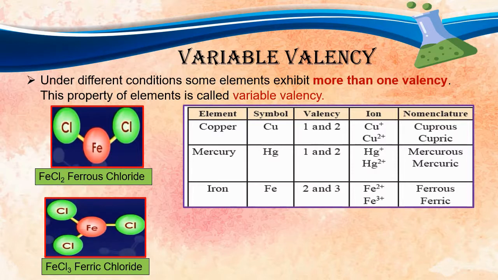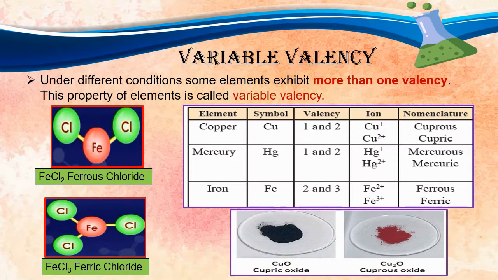Copper exhibits the variable valencies 1 and 2. Therefore, copper forms two compounds with oxygen, Cu2O, that is cuprous oxide, and CuO, that is cupric oxide. Mercury, Hg, exhibits the variable valencies 1 and 2.